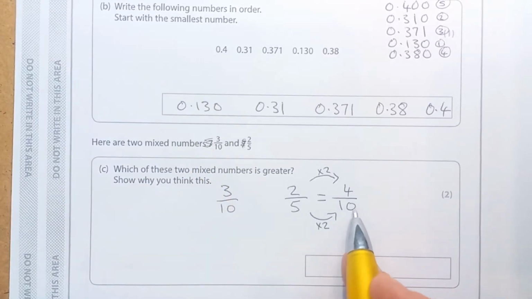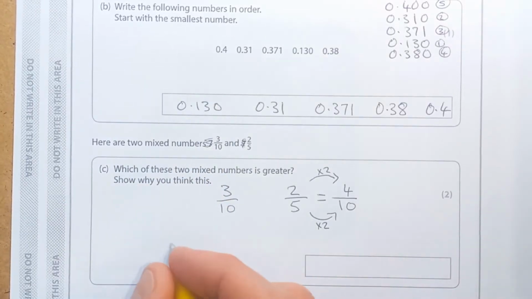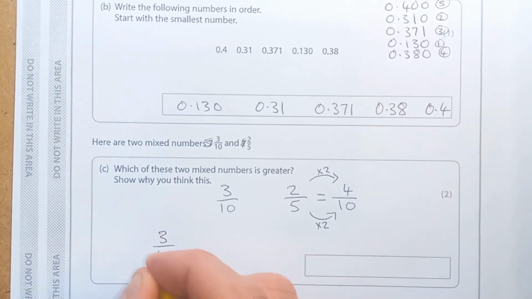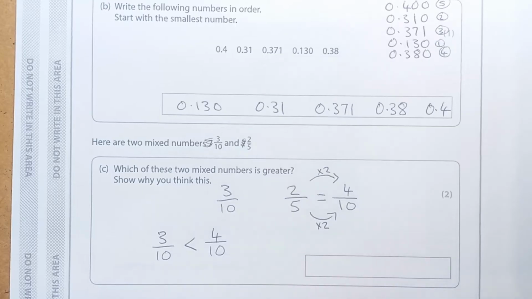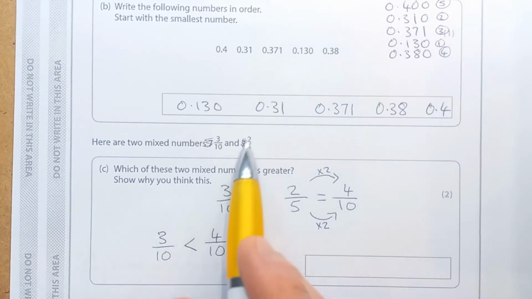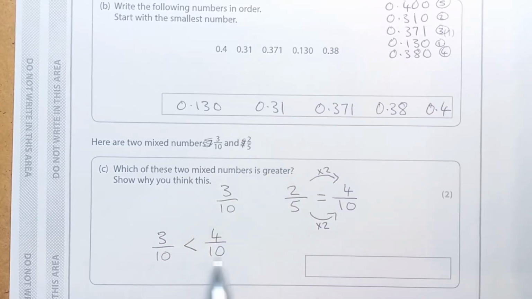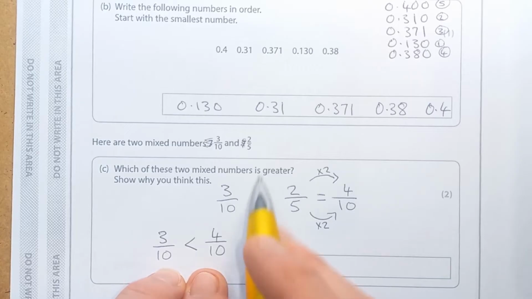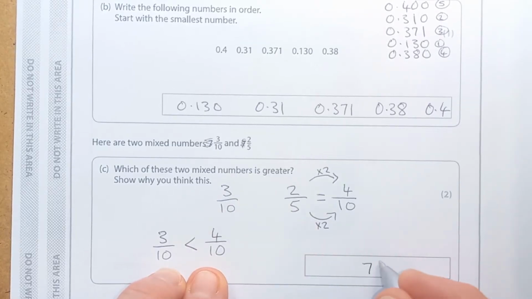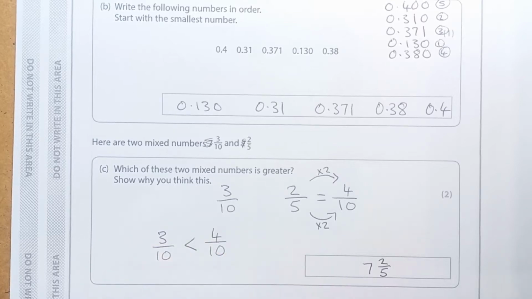But what it means is now we can compare these two and we can easily say 3/10, well, that's clearly less than 4/10. Okay. But the question was which of these two mixed numbers is greater. So we need to do this bit to find out our answer, but then the actual answer we're going to give is that it was the 7 2/5, which was the bigger one.